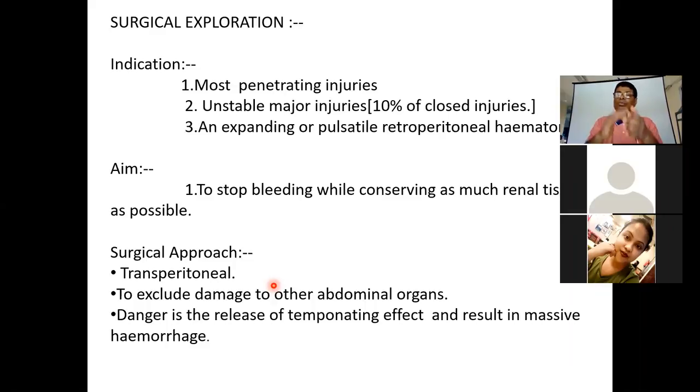But when you go for surgical exploration, you will cut and reflect the peritoneum, and go from the intraperitoneal to the retroperitoneal space. So this tamponading effect will not remain. As the pressure is released, there will be torrential, massive bleeding during surgical exploration. The surgeon should be ready for this torrential bleeding.